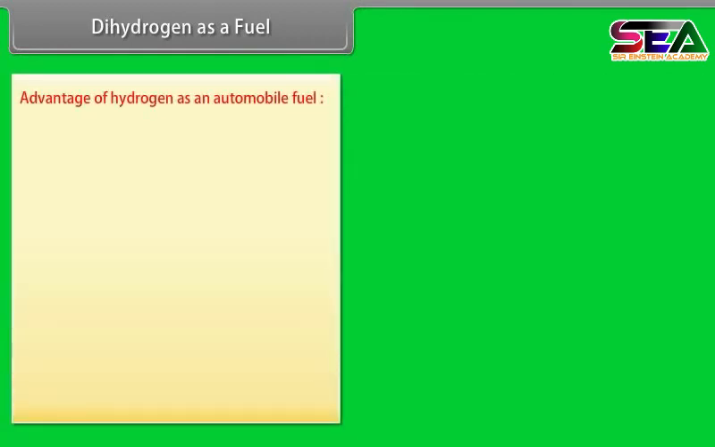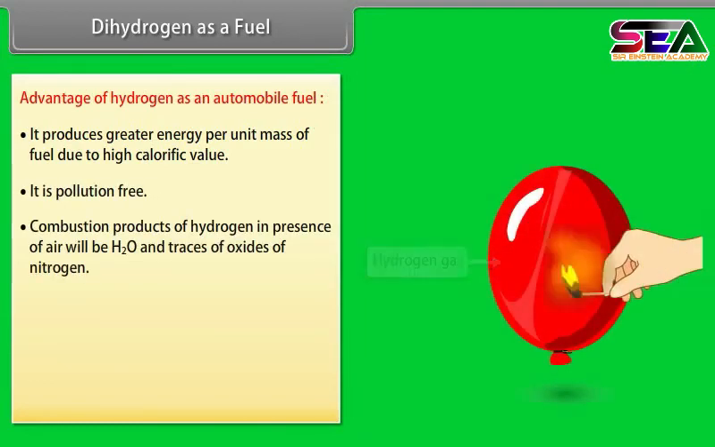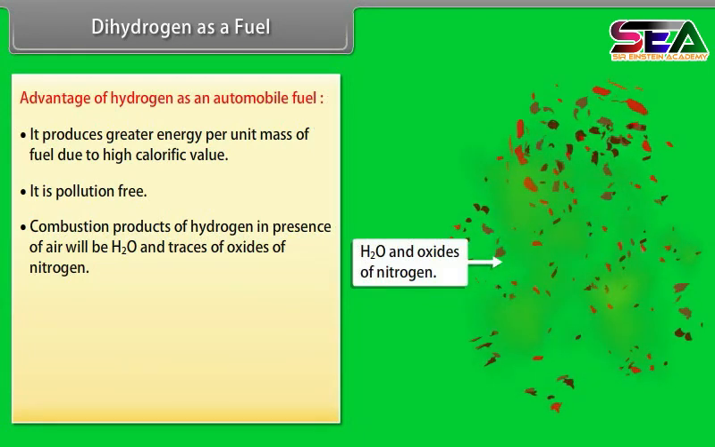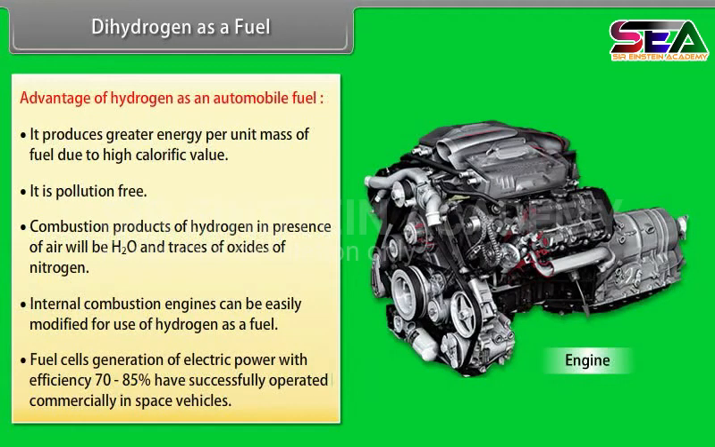Advantages of hydrogen as an automobile fuel. It produces greater energy per unit mass of fuel due to high calorific value. It is pollution-free. Combustion products of hydrogen in presence of air will be H₂O and traces of oxides of nitrogen. Internal combustion engines can be easily modified for use of hydrogen as a fuel. Fuel cells for generation of electric power with efficiency of 70 to 85% have successfully operated commercially in space vehicles.